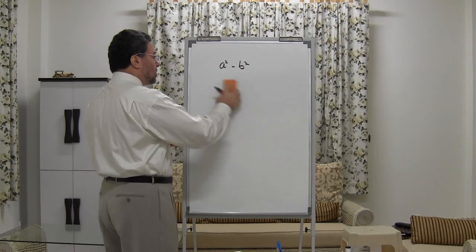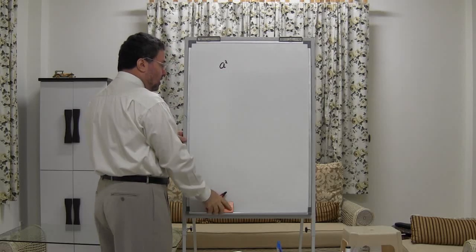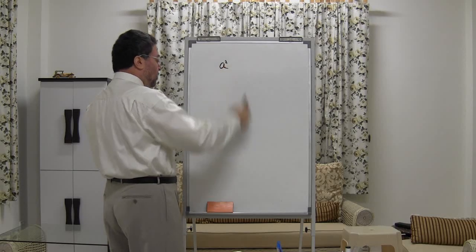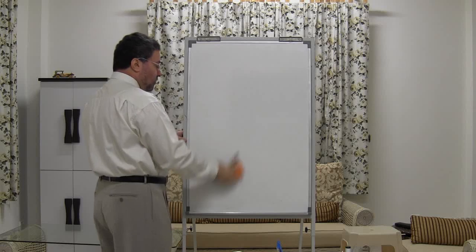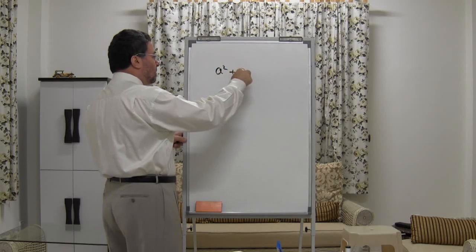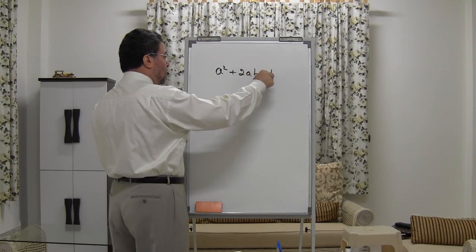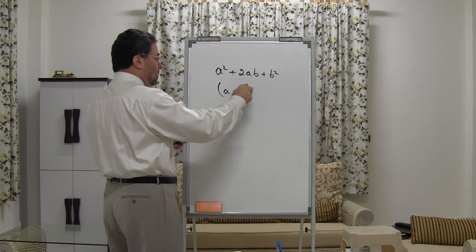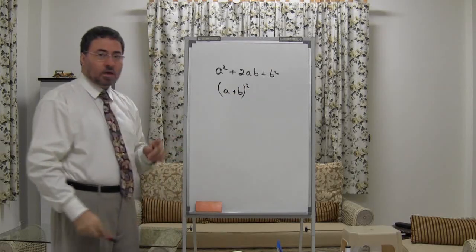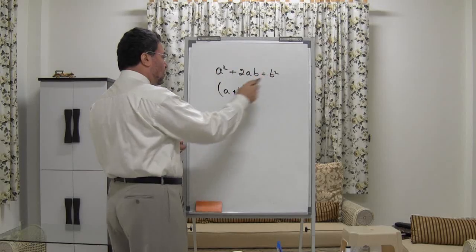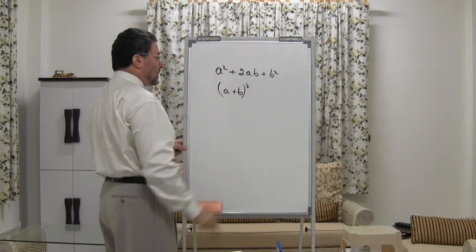Now the second special case is the perfect square, and we have two cases of perfect square. The first one is a squared plus 2ab plus b squared, and this factors into a plus b squared, a plus b multiplied by a plus b. And here we have the square of the first, the square of the second number, and double their product.